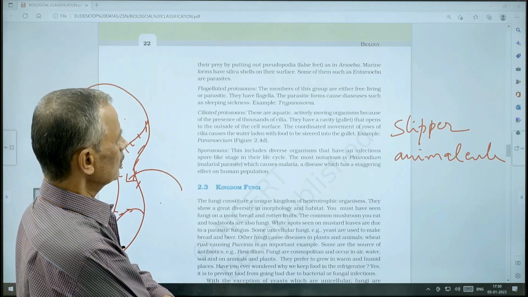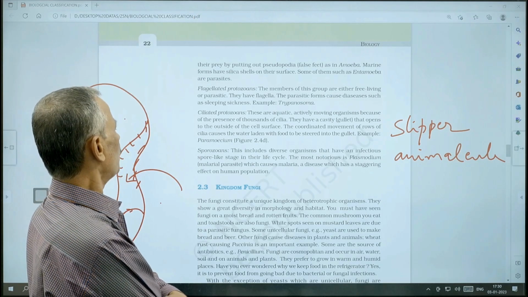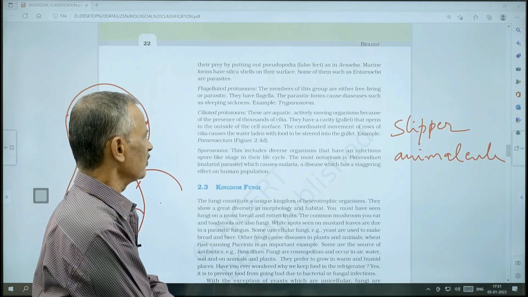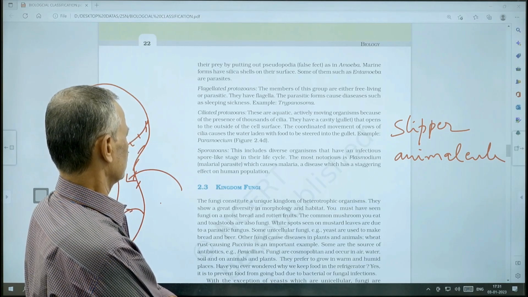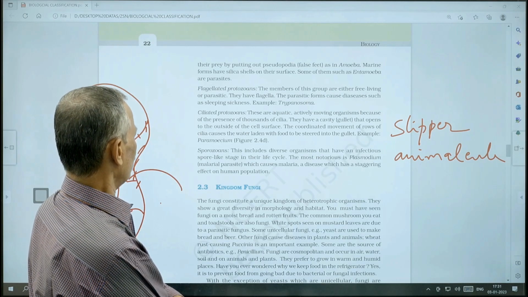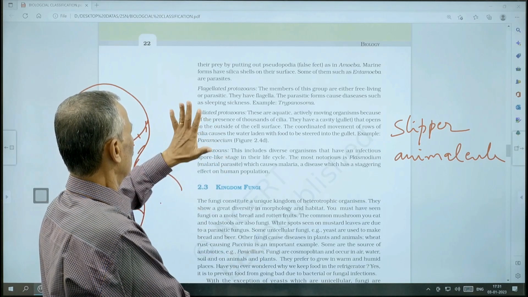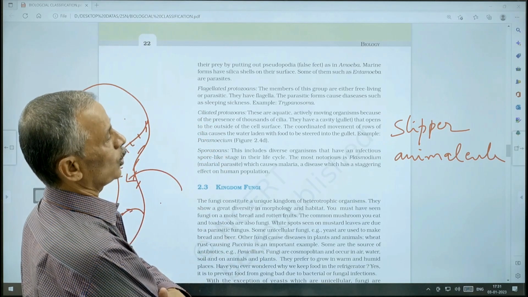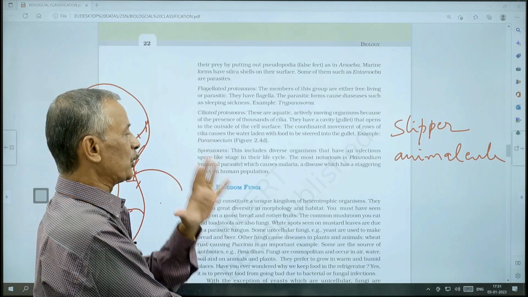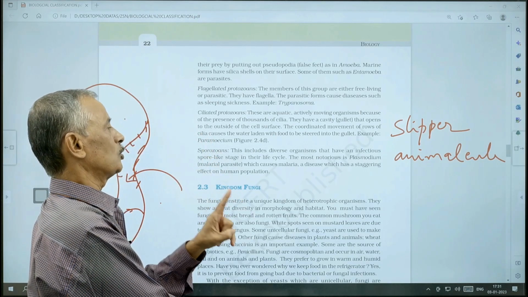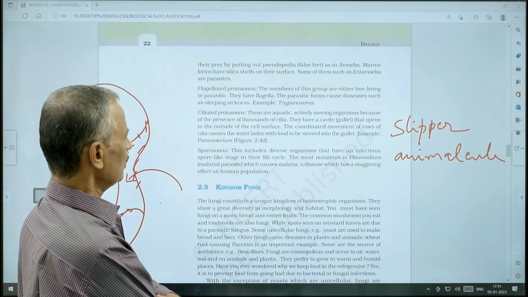Sporozoans have a spore-like stage in their life cycle. They are without any locomotor structure. So, that is the classification of the protozoa. Protozoa is the fifth group coming under Protista. Is that clear? The five groups?